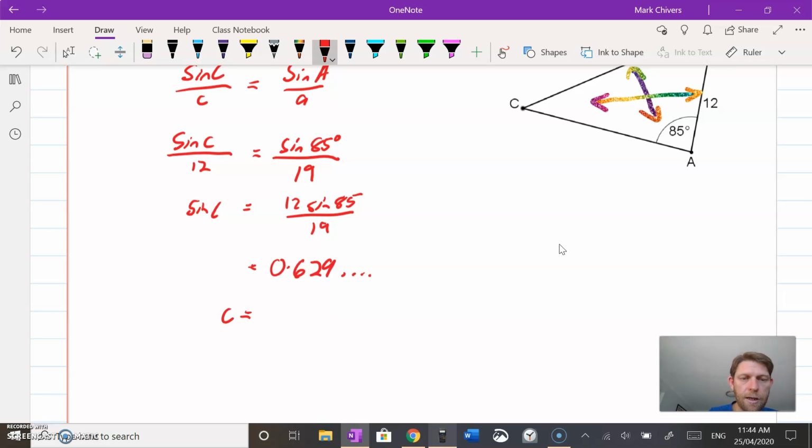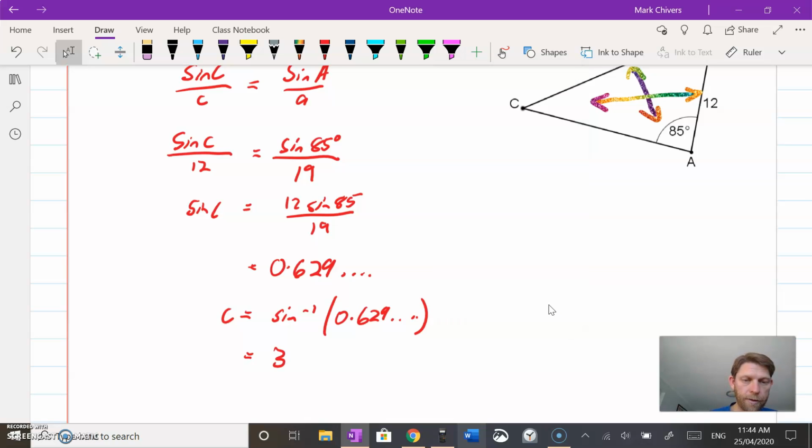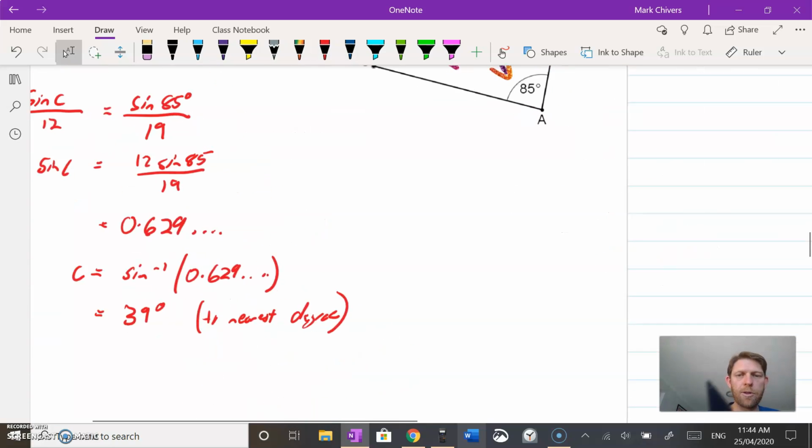And then obviously C is going to equal sine to the minus 1 of that 0.629. So we just go back into our calculator, we press that shift sine button because we're after an angle, then we press answer to bring up the ratio we just used, and we'll get our answer. So that's going to be 38.98 degrees. In the circumstances, I might just call that 39 degrees to the nearest degree. Okay, so that's step one, and then we're going to move on to step two.